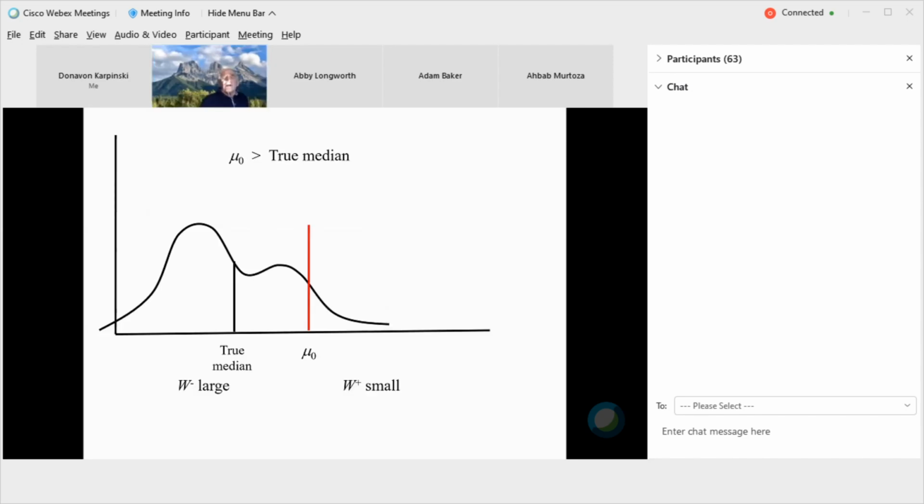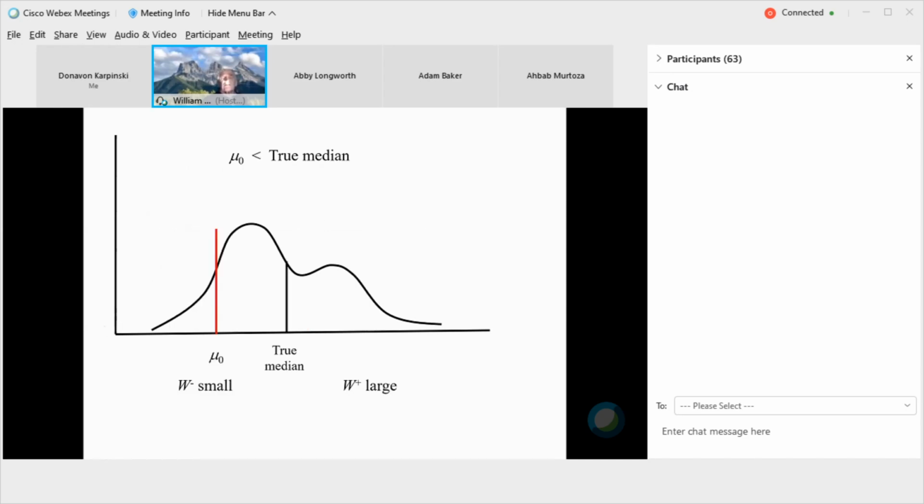If the true median is less than mu naught, we're going to expect most of the observations to be below mu naught. So when I subtract off mu naught, most of the observations will have a negative attached to their ranks. W plus will be small. If it's the other way around, most of the differences with mu naught will be positive, and W plus will be large, W negative will be small.